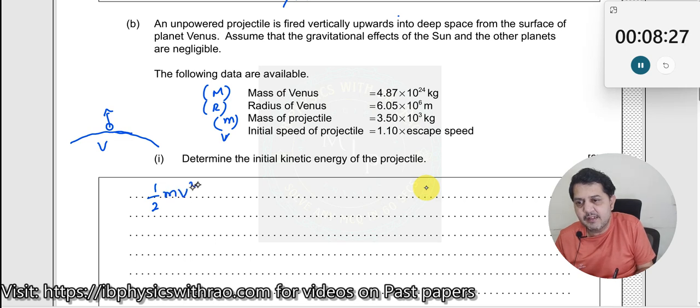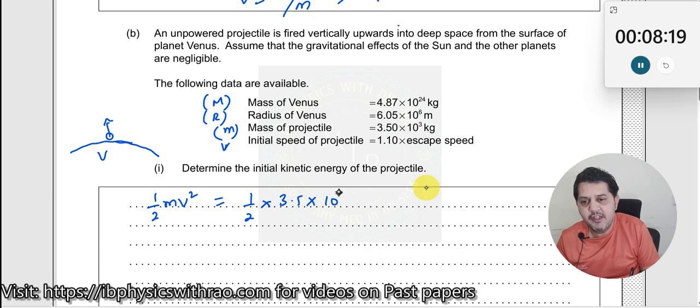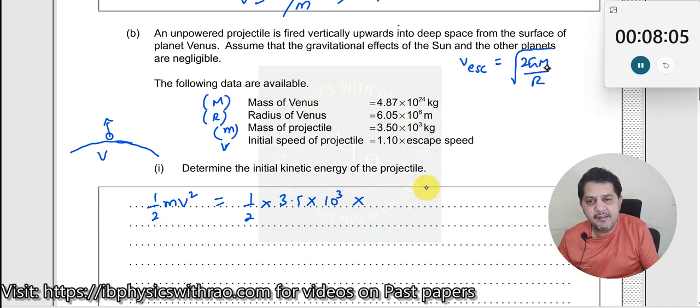Half mv squared. That's what you need to find, which I will write as half into the mass of the projectile, 3.5 into 10 cubed, multiplied by v squared. What is v here? It says 1.1 times escape speed. What is escape speed given by? Escape velocity is given by square root of 2GM divided by r, where M is the mass of the planet and r is the radius of the planet. We need to substitute this. So here it becomes (1.1 v escape) squared.